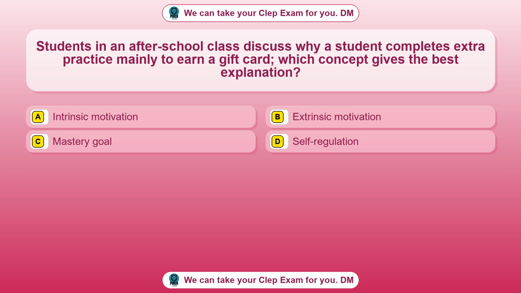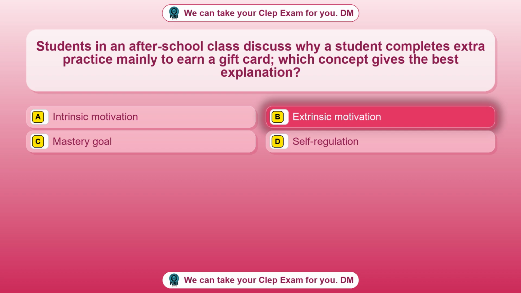Question 27. Students in an after-school class discuss why a student completes extra practice mainly to earn a gift card. Which concept gives the best explanation? Option A, intrinsic motivation. Option B, extrinsic motivation. Option C, mastery goal. Option D, self-regulation. The correct answer is option B.